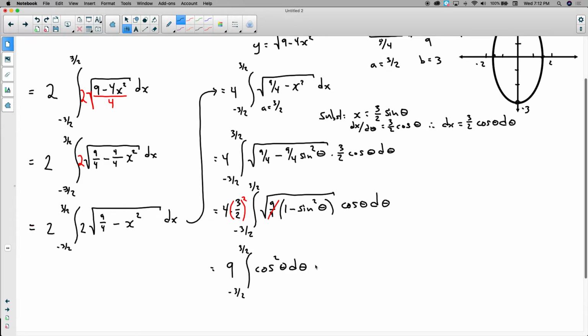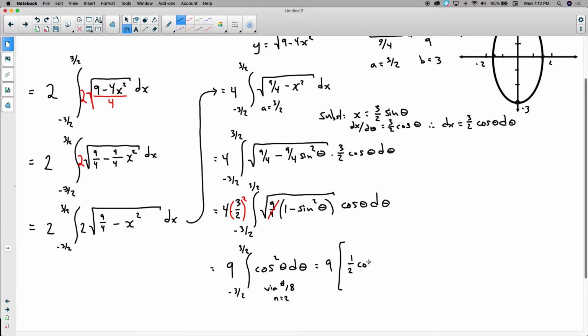Okay, so what are we looking at? We're looking at cosine squared, so this is via number 18, where n is 2. All right, so I don't want to forget about the 9. And now I'm using number 18, and I'll just write out all the things here.